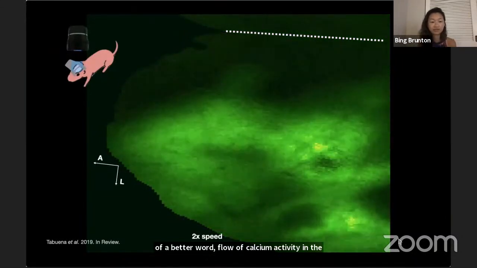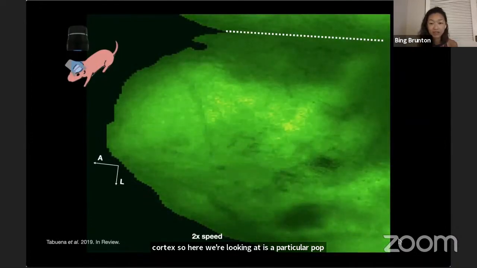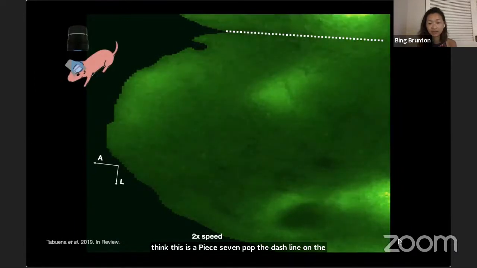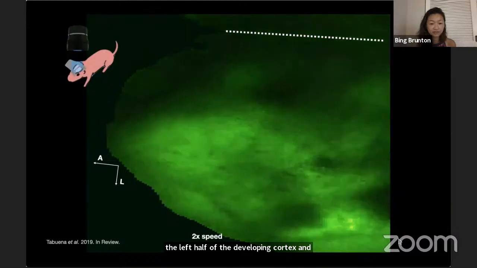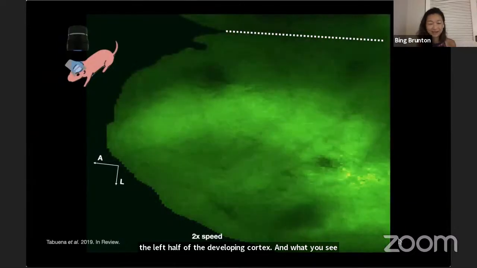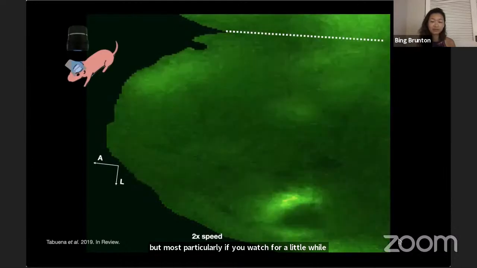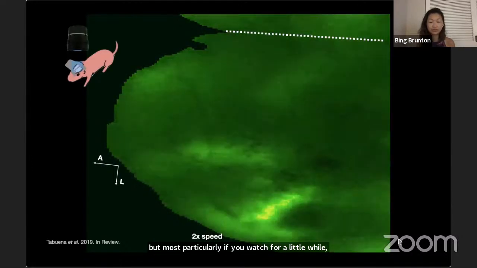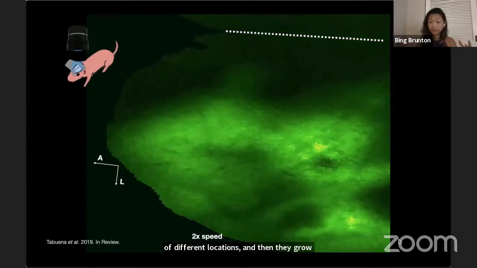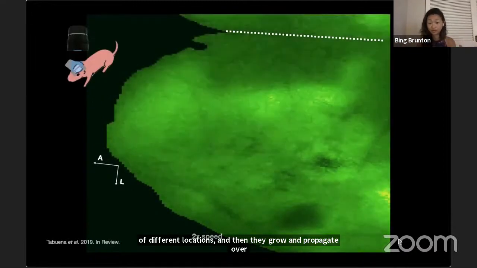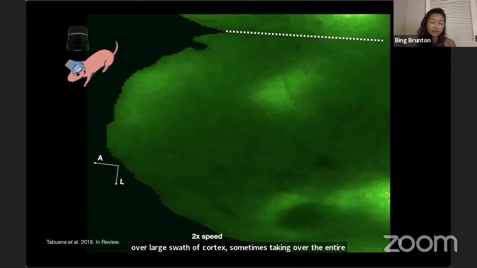Here we're looking at a particular pup. I think this is a P7 pup. The dashed line on the top is the midline, so we're looking at the left half of the developing cortex. First of all, there's a lot of activity, but most particularly, if you watch for a little while, you'll see that there are bouts of these waves that tend to originate from a couple of different locations, and then they grow and propagate over a large swath of cortex, sometimes taking over the entire cortex.